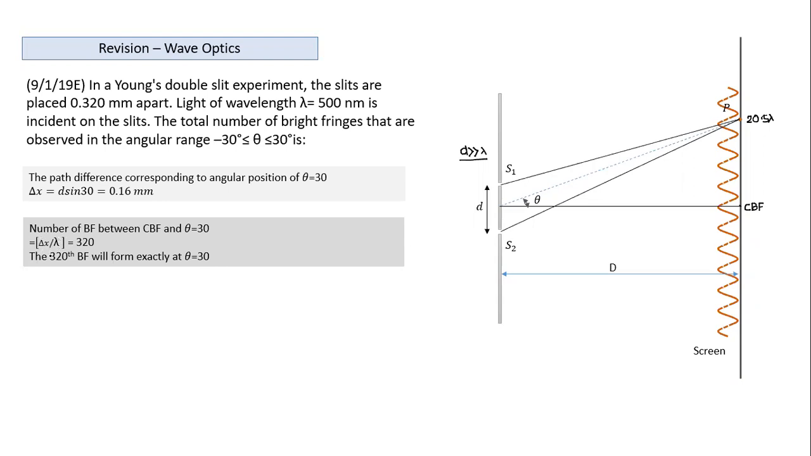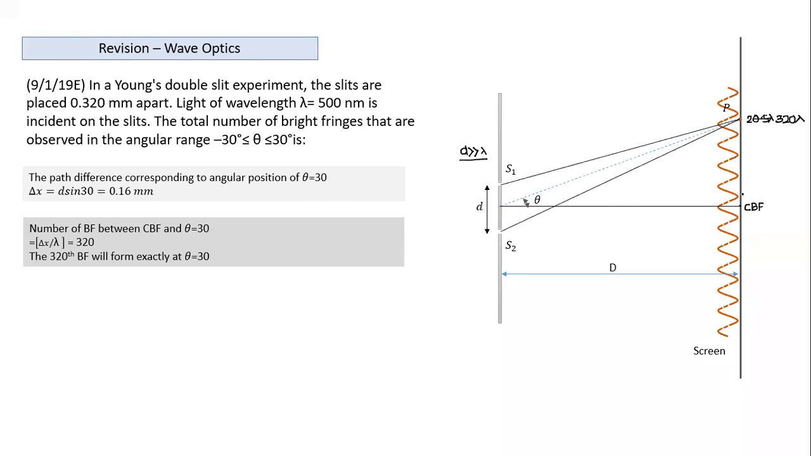In this particular case, it comes exactly to 320. So what is exact 320? It is an exact multiple, 320. It means the path difference at the point corresponding to the angular position of 30 degrees is equal to 320 times lambda. So it implies that at this particular point, exactly at 30 degrees, the 320th bright fringe will form. And since this is inclusive of 30 degrees, even this bright fringe we need to include in our count.